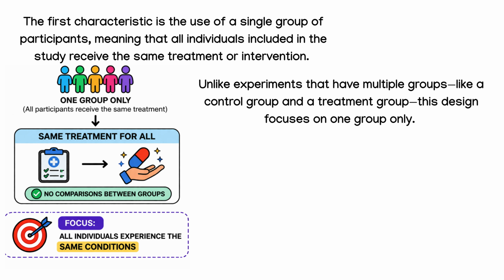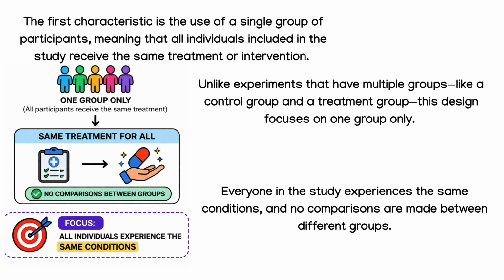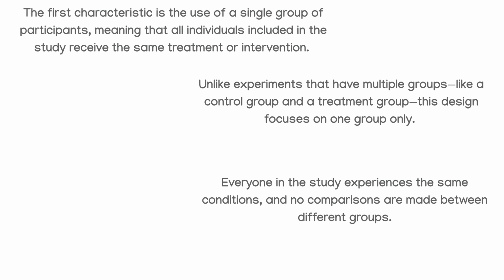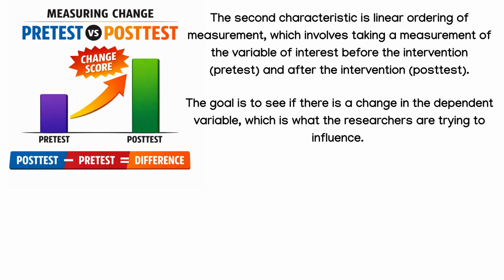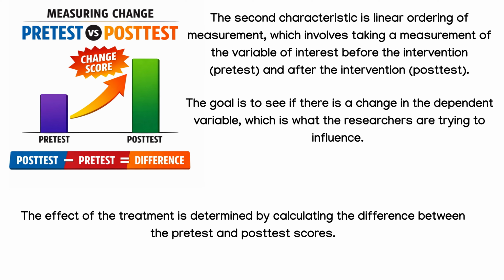Unlike experiments that have multiple groups, like a control group and a treatment group, this design focuses on one group only. Everyone in the study experiences the same conditions, and no comparisons are made between different groups. The second characteristic is linear ordering of measurement, which involves taking a measurement of the variable of interest before the intervention, pretest, and after the intervention, posttest. The goal is to see if there is a change in the dependent variable, which is what the researchers are trying to influence. The effect of the treatment is determined by calculating the difference between the pretest and posttest scores.